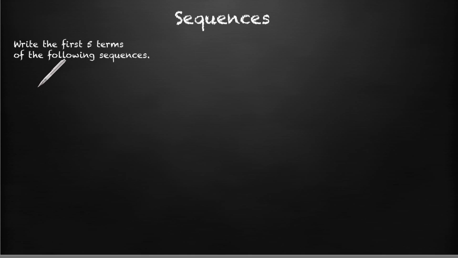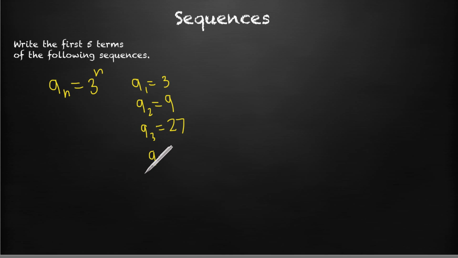The first problem says write out the first 5 terms of the following sequences. So this should be pretty simple for us. A sub n is equal to 3 to the n. That's our first sequence. A1 is going to be 3 to the first. And then A2 is going to be 3 to the second, which is 9. A3 is going to be 27. A4 is going to be 81, and A5 is going to be 243.